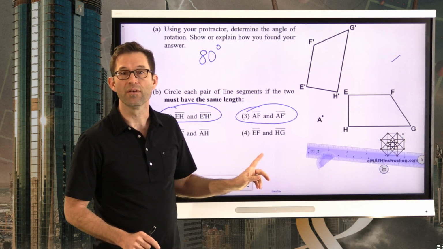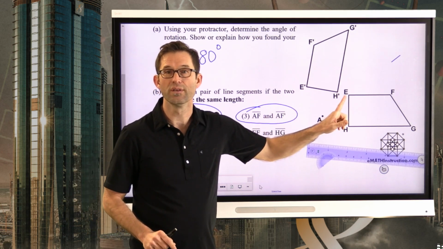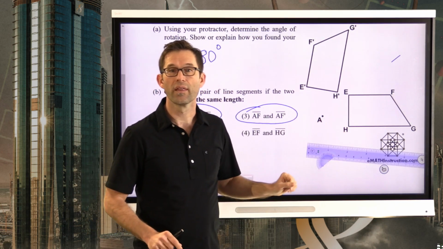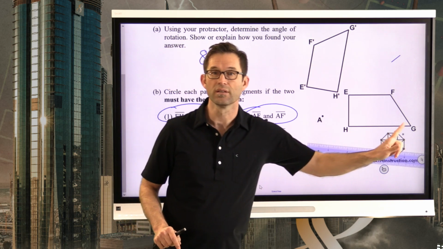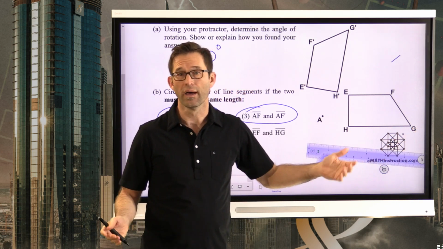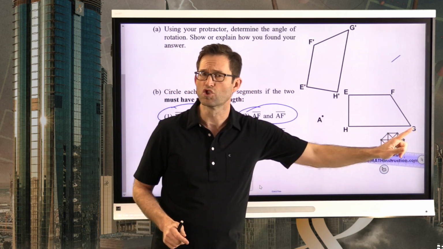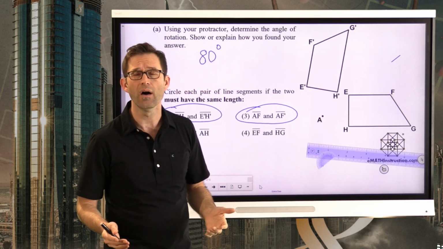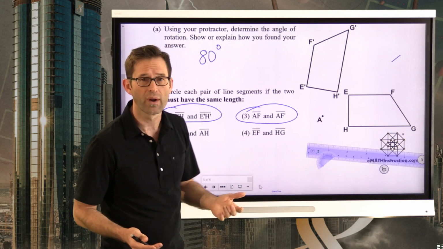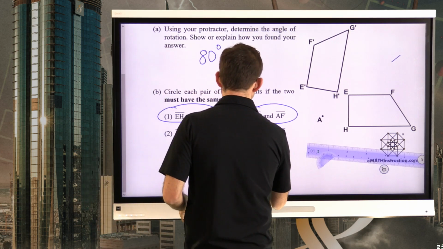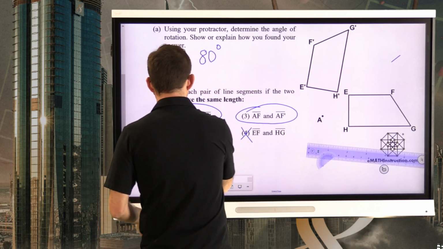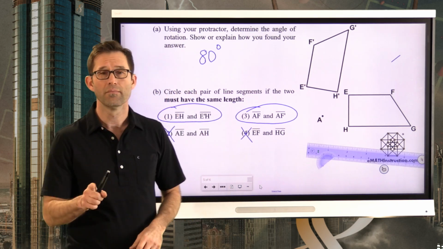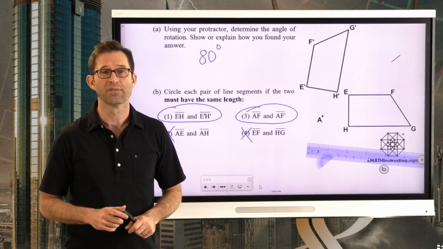And finally, the length of EF, which is this length, and the length of HG, which is this length. Absolutely not. In fact, I don't know about you, but it looks like HG is considerably longer than EF, and really those are just two lengths of the original figure, and there's nothing that says those two lengths have to be the same. So 2 and 4 are out, but 1 and 3, those must have the same lengths.